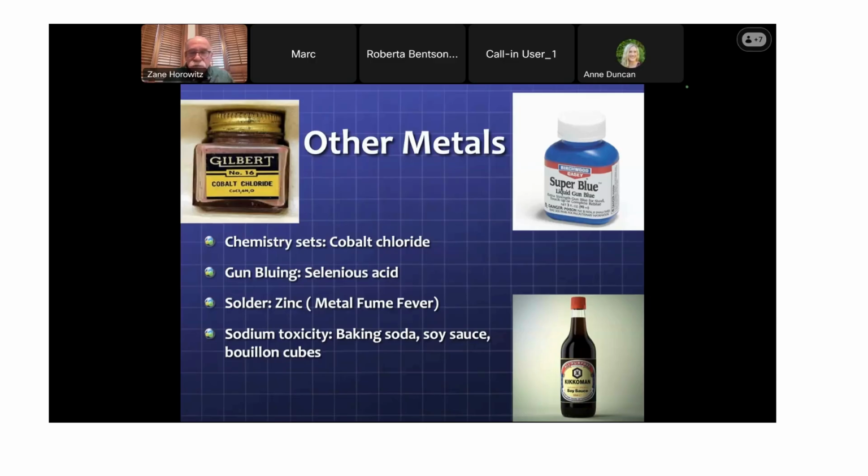Sodium toxicity, we've seen all sorts of weird challenges and people doing silly things. And of course, the internet has made all of these things worse and dumber. Drinking bouillon cubes, soy sauce, baking soda, all these challenges up there.